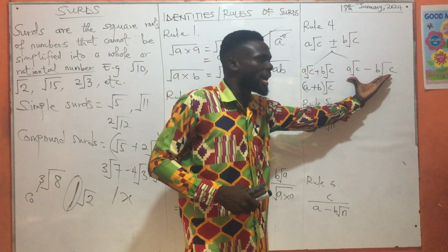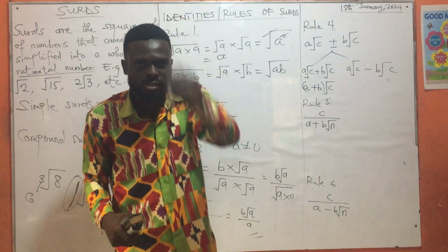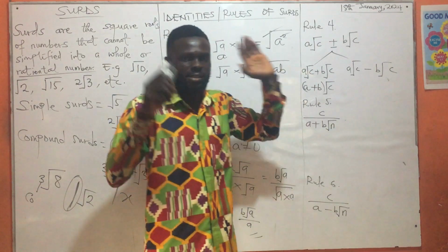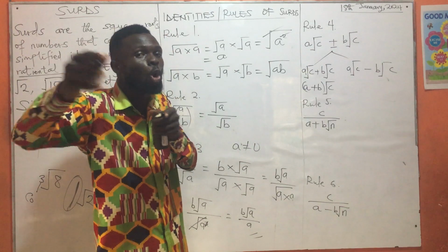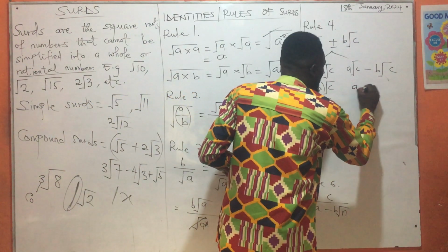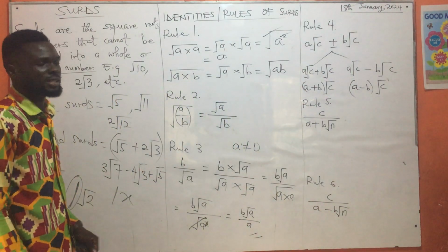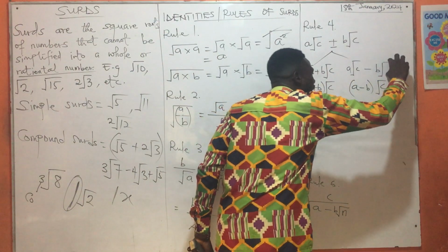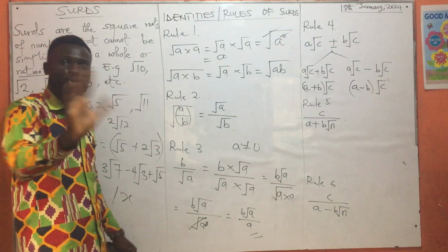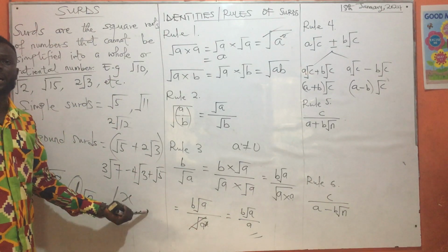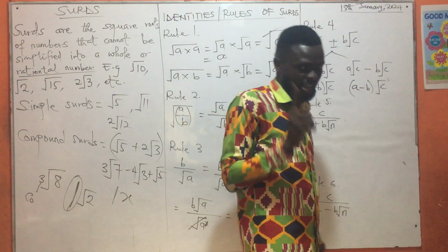The same thing happens to the subtraction. If you are subtracting, the sets must be the same. If the sets are the same, you can carry on with the subtraction. So here, what are we subtracting? The coefficients. So we are going to say A minus B, then we pick one of the set. Why do we pick one of the set? Because the sets are equal. If they are not equal, you cannot perform the operation. Just like the one I did and claimed. That is what the fourth rule is saying.